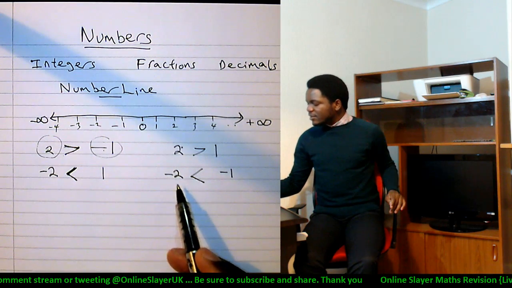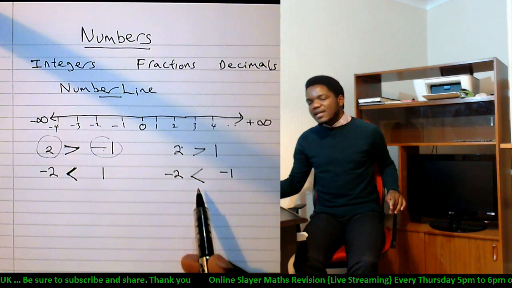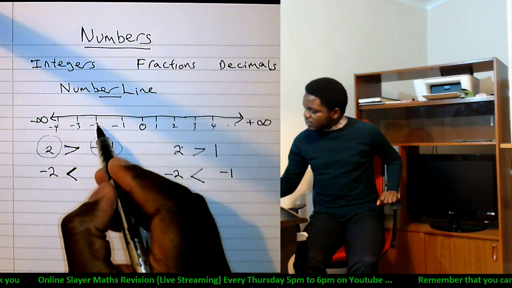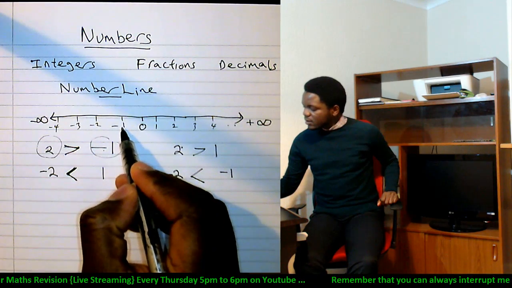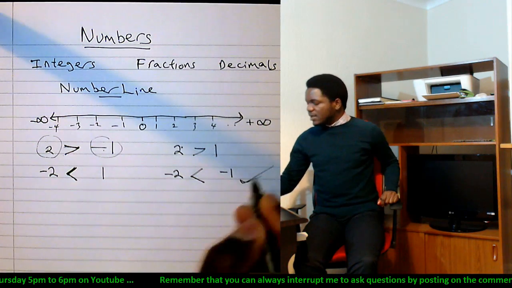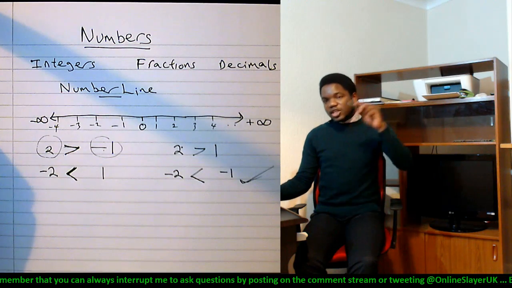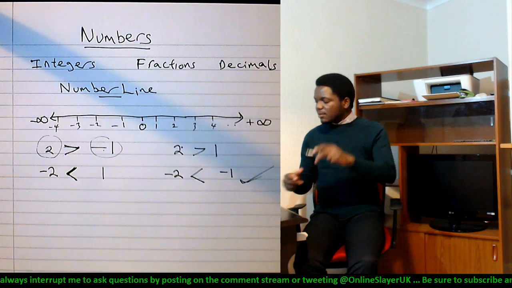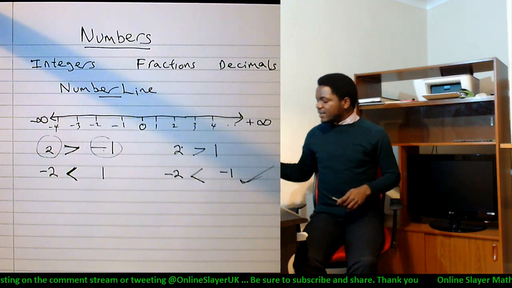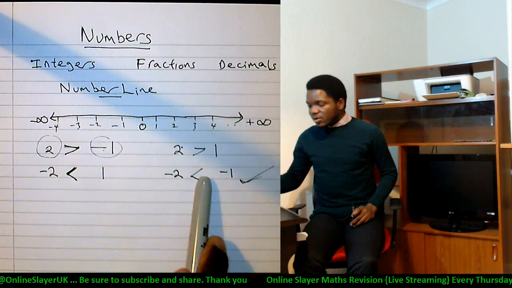For -2 to be less than -1 means that -2 must be on the left hand side of -1, right? The left hand side. So this is where -2 is, and this is where -1 is. It is truly on the left hand side, so this is correct. So if you've got to multiply both sides by a negative, change the sign. But mind you, we are talking about multiplication and division. If you divide by a negative number as well, you're going to change the sign.